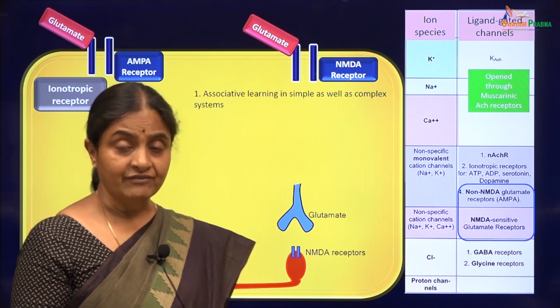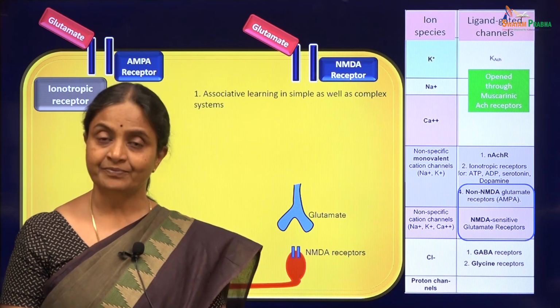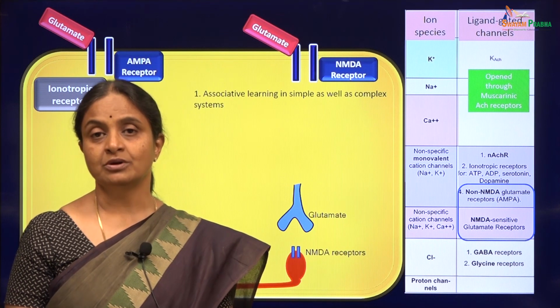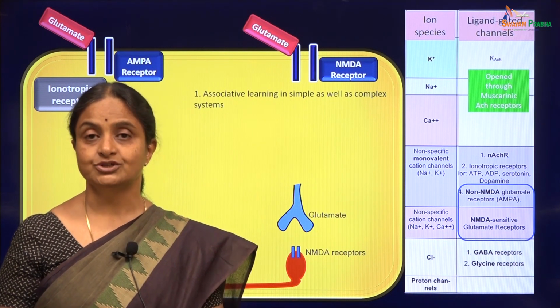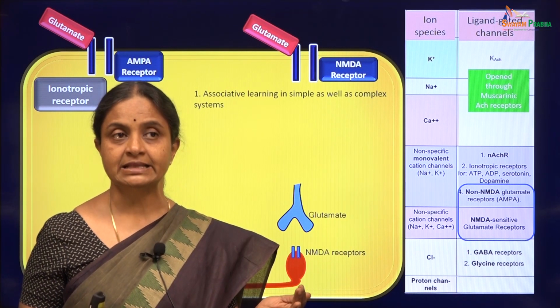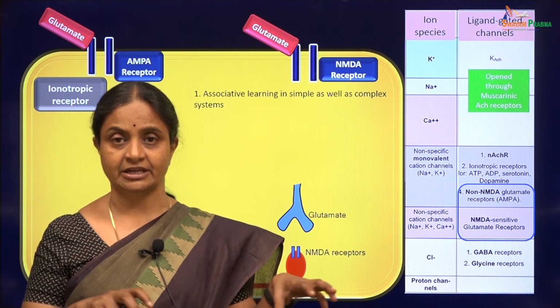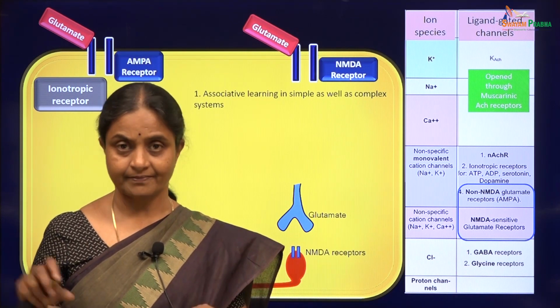They have a number of important roles in neurological function. One well studied role is in associative learning. When you study neurology, you will see that learning and memory is classified into associative learning, non-associative learning, etc.